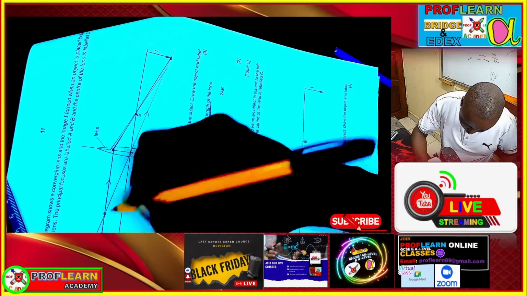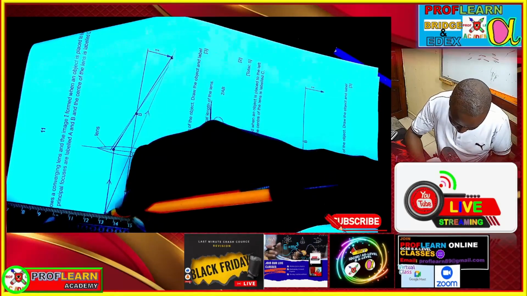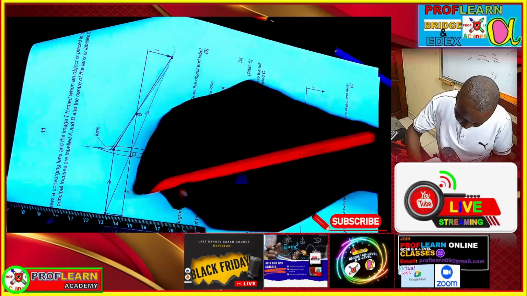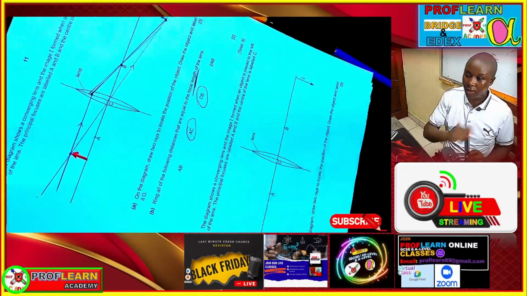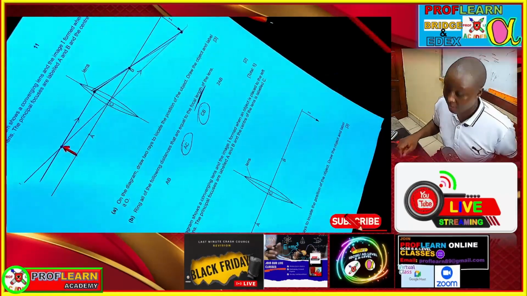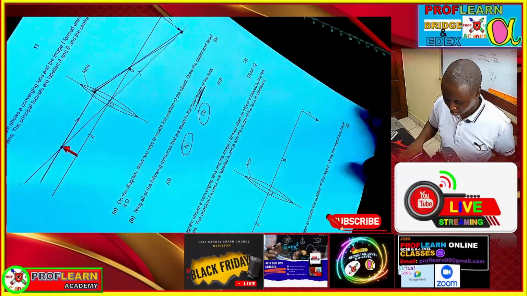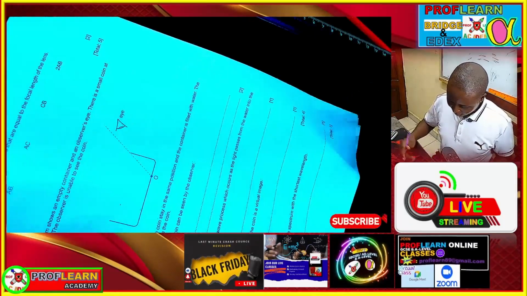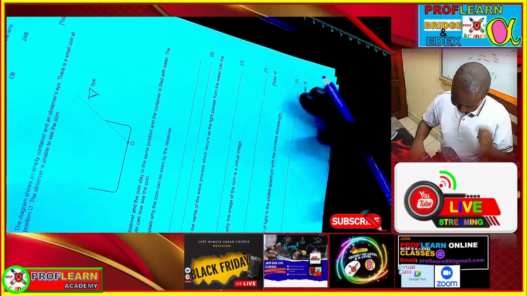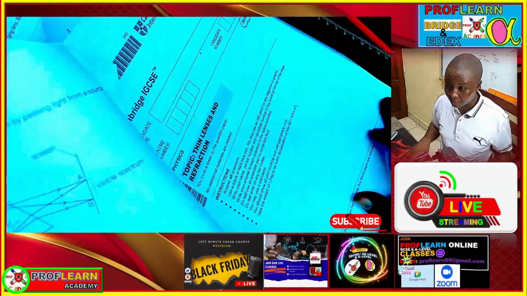So where the two rays meet, that's where the object should be. This is where our object should be. The object will be there. Okay, all right. So we are having two questions remaining.